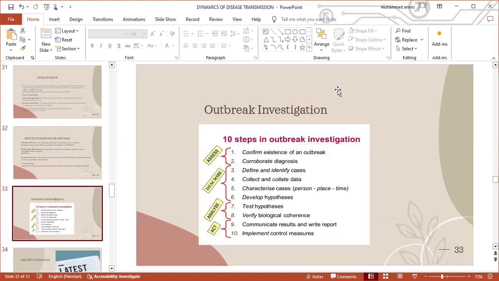Now, how to investigate an outbreak? Outbreak investigation, 10 steps. The first 2 steps come under the heading of assess, which is confirm existence of an outbreak or corroborate diagnosis. Number 3 is define and identify cases, collect data, characterize cases by person, place, and time, develop hypothesis, test hypothesis, verify the biological coherence, communicate results and write reports, implement control measures.